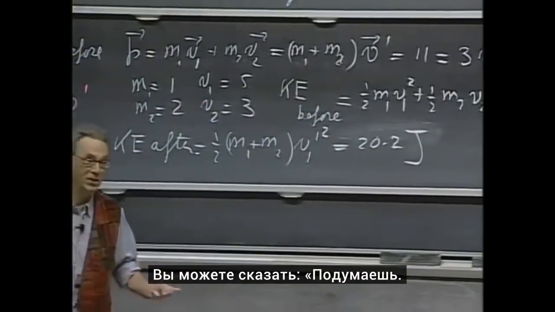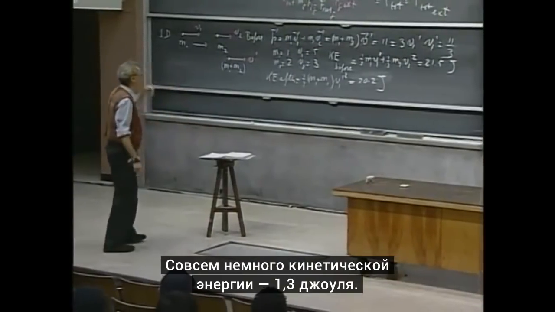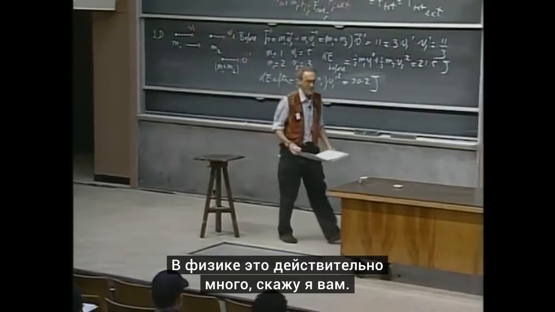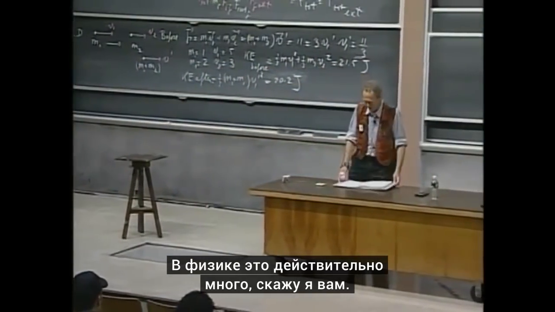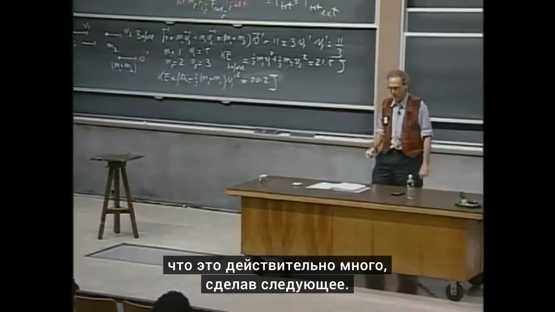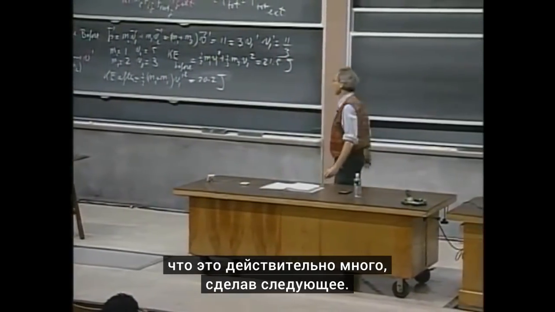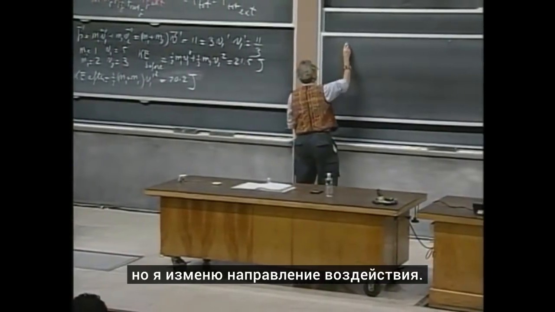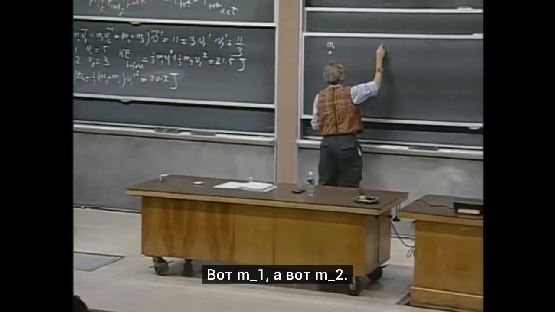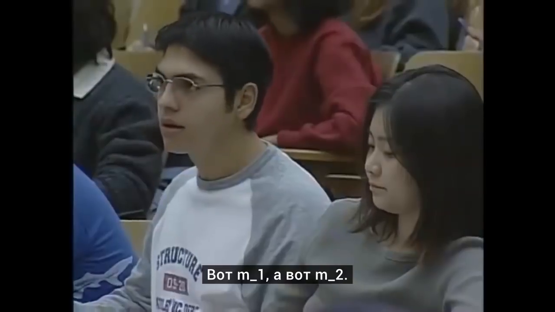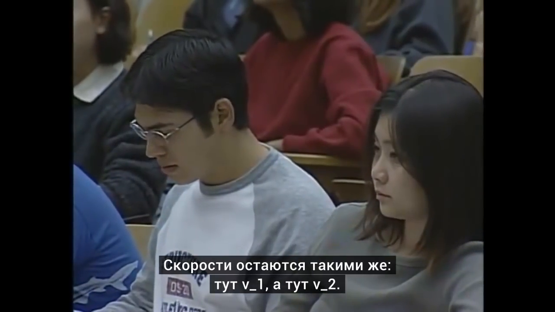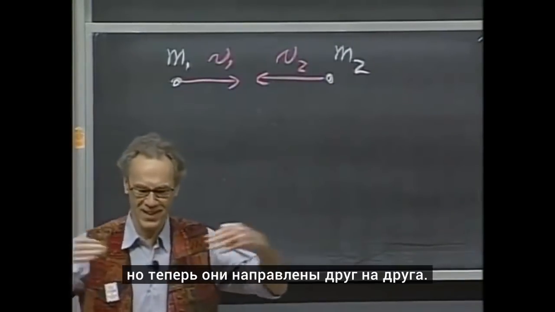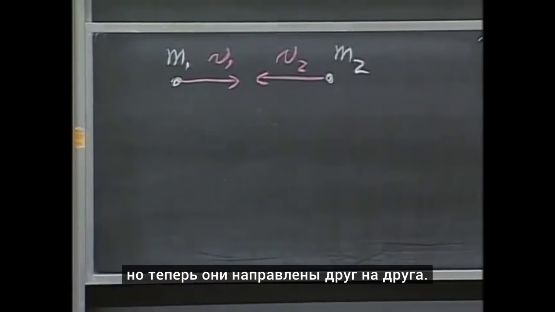Now you may say, well, big deal, a little bit of kinetic energy, it's only like 1.3 joules. Who cares about 1.3 joules? Well, it is a real big deal in physics, let me tell you. And I can make you appreciate that by doing the following. I don't change the masses, but I am going to change the direction of the impact. Here is m1, and here is m2. The speeds remain the same, v1 and v2. No change in the numbers, except that they now go head on.